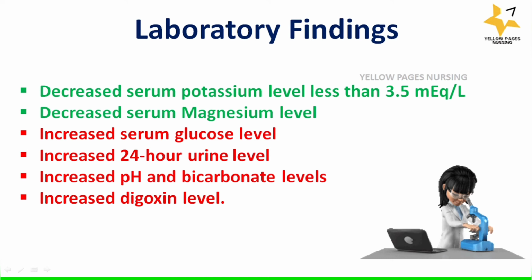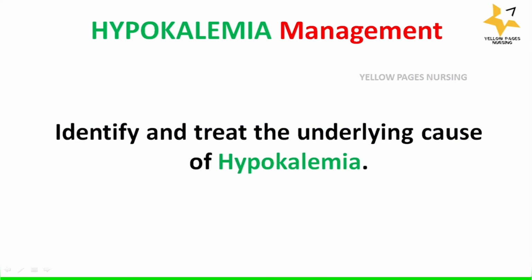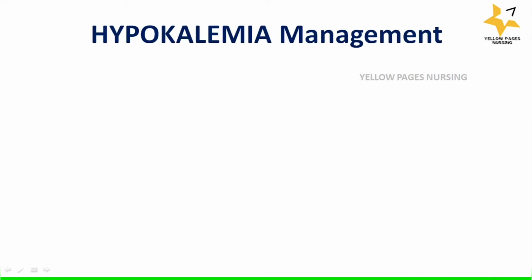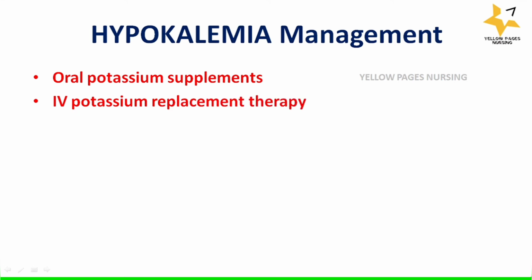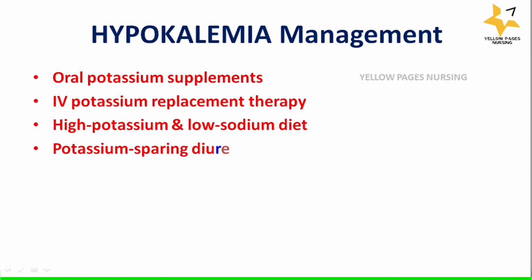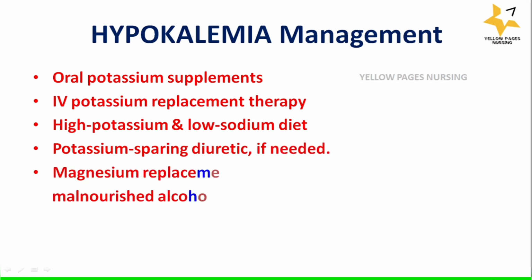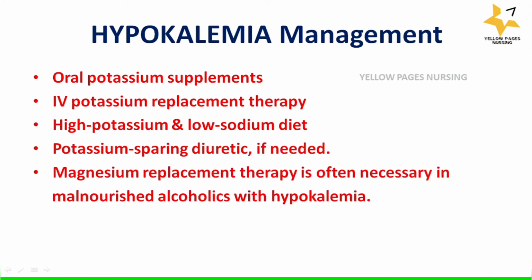Next is management of hypokalemia. It depends upon identifying and treating the underlying cause of hypokalemia, that may be diarrhea, acid-base disorder, etc. The other management may include oral potassium supplements, IV potassium replacement therapy, high potassium and low sodium diet, potassium sparing diuretic if needed. Magnesium replacement therapy is often necessary in malnourished alcoholics with hypokalemia.